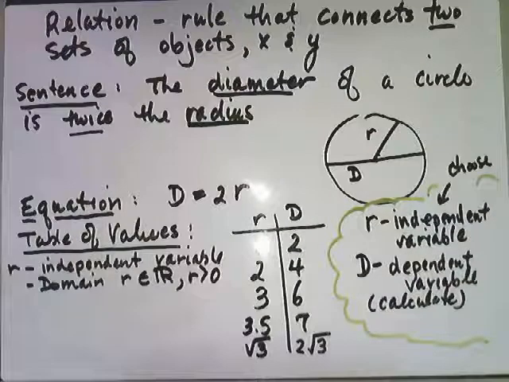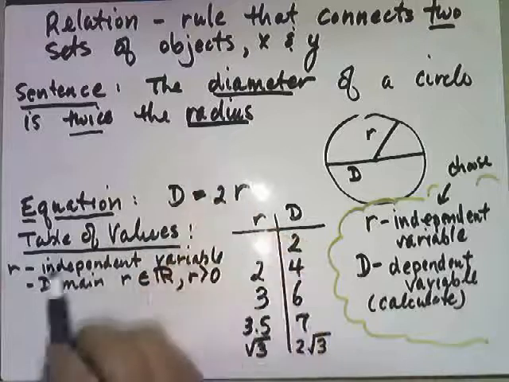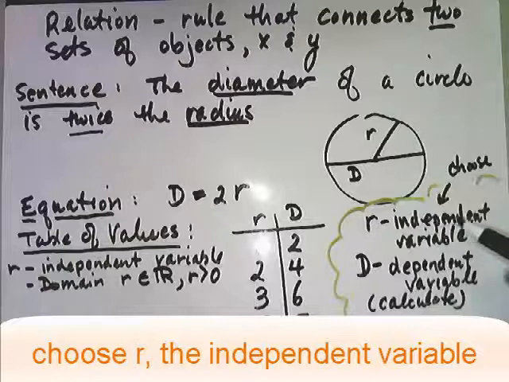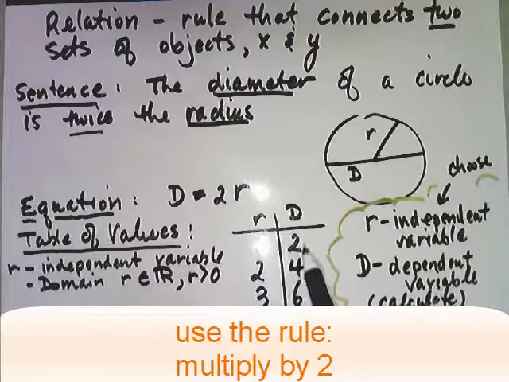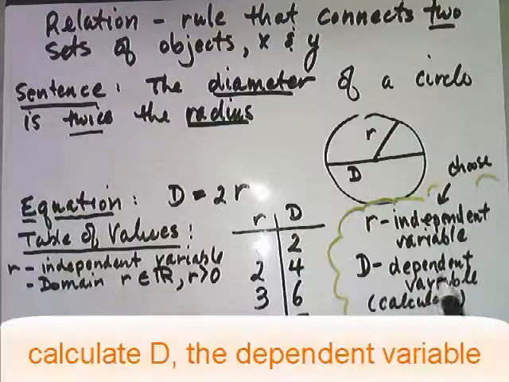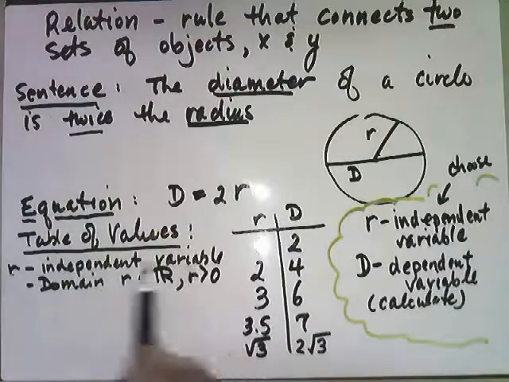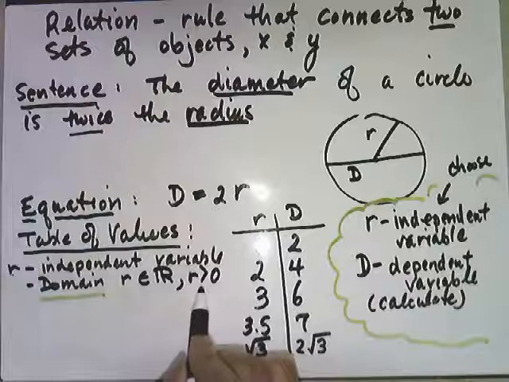Here are some more terms for you to associate with the variables in a relation. R, in our example, is the radius of a circle. It is the independent variable because we get to choose it. Once we choose it, we apply our rule, multiply it by 2 to get the diameter. D then, our diameter, is the dependent variable, and we calculate it. So over here I've written our variable R is the independent variable. The domain: R is a real number that is bigger than 0. We do not allow equal to 0.